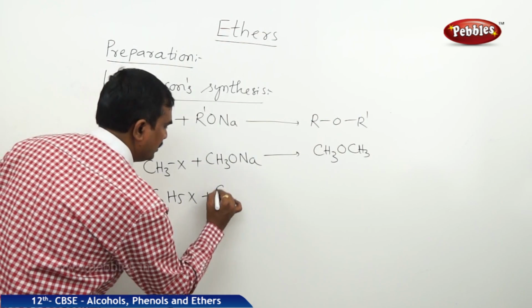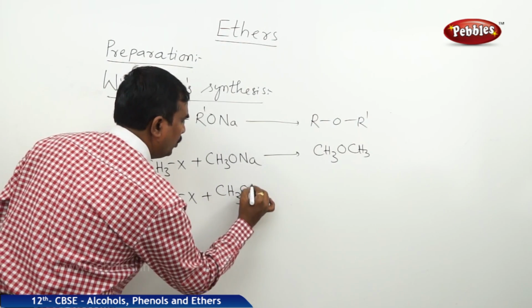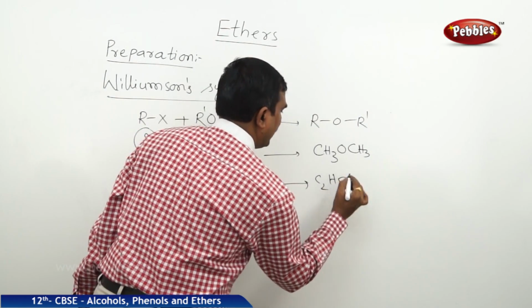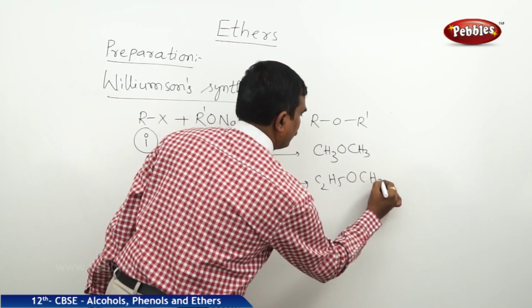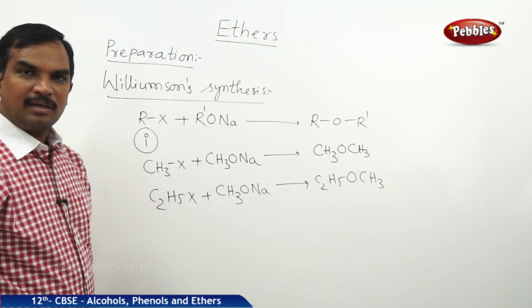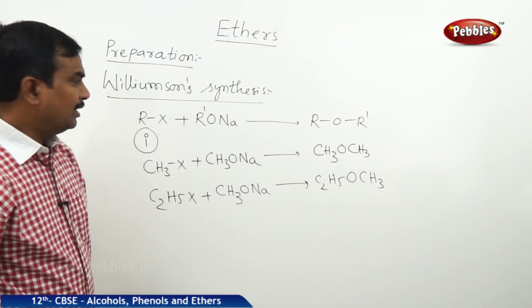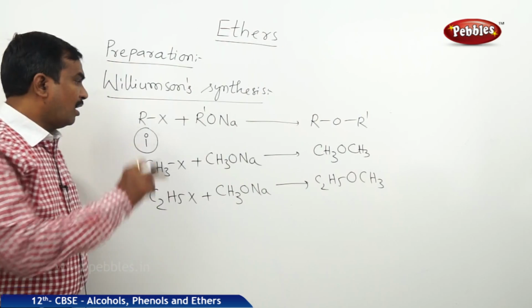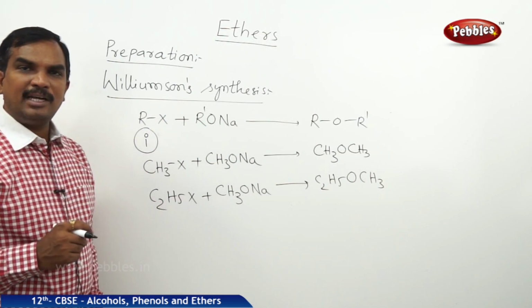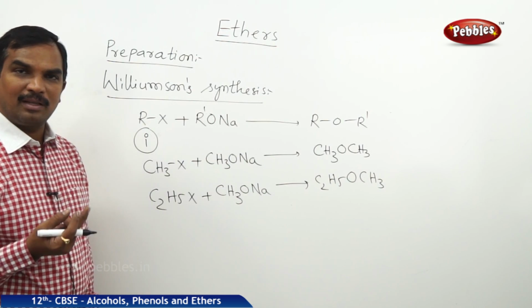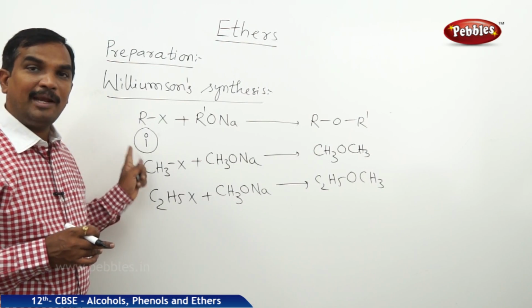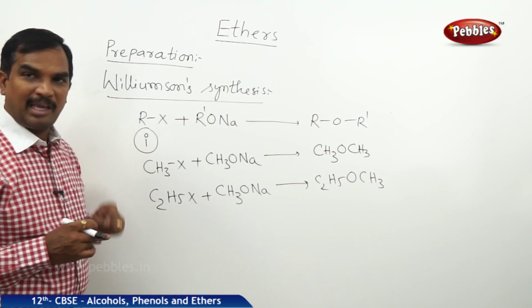Or you take C2H5X plus CH3ONa, the product is C2H5OCH3. We can observe the formation of the corresponding ethers. Here for ether formation, we are taking an alkyl halide as well as a sodium alkoxide. The alkoxide we are using can be primary, secondary or tertiary, but the alkyl halide must be primary only.